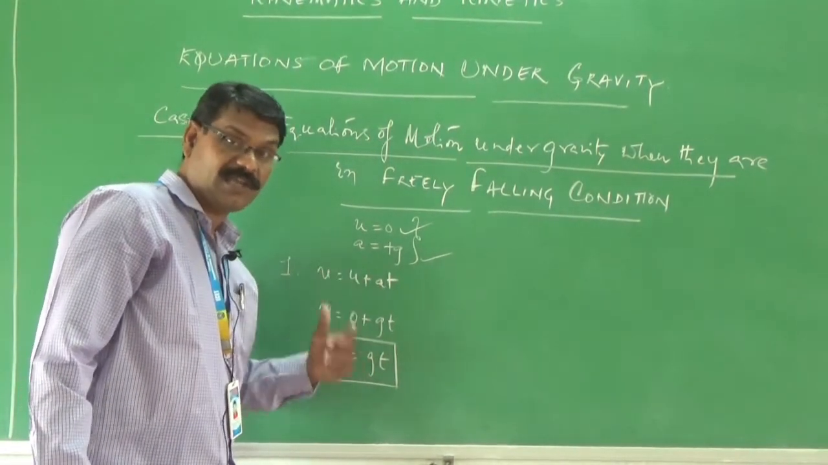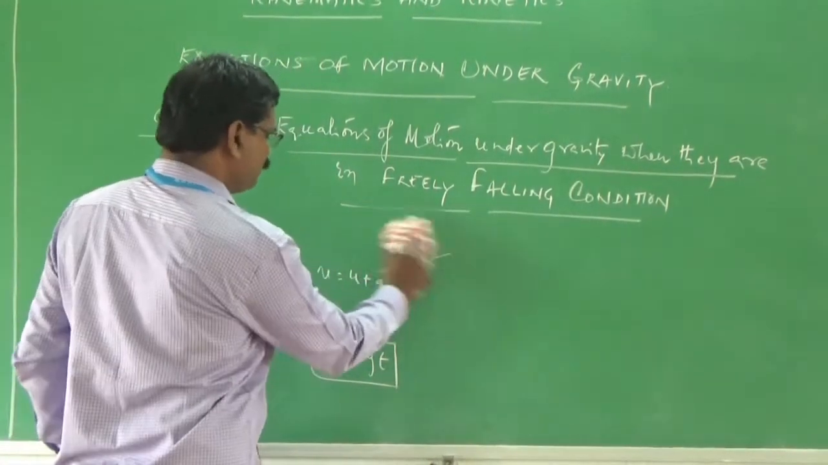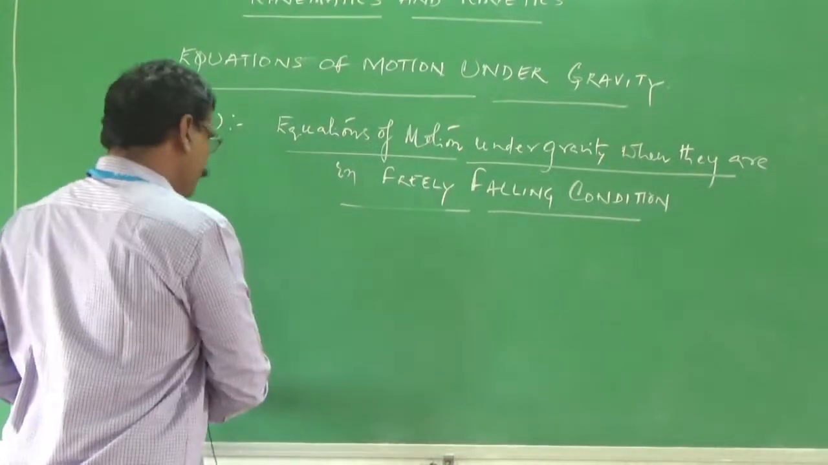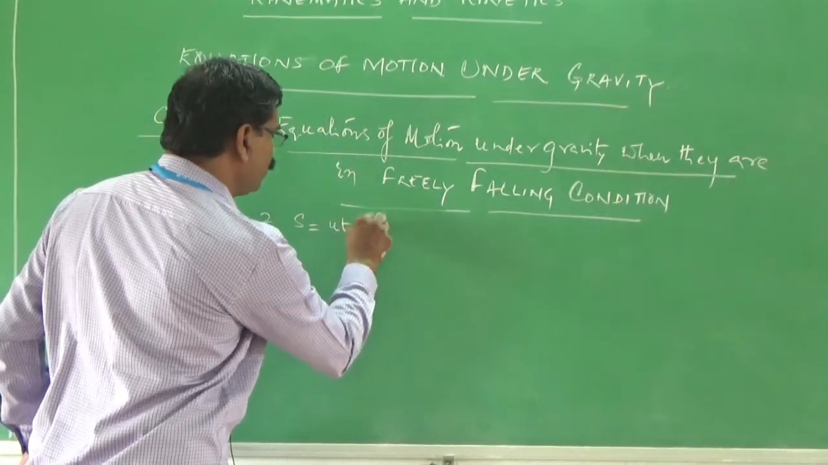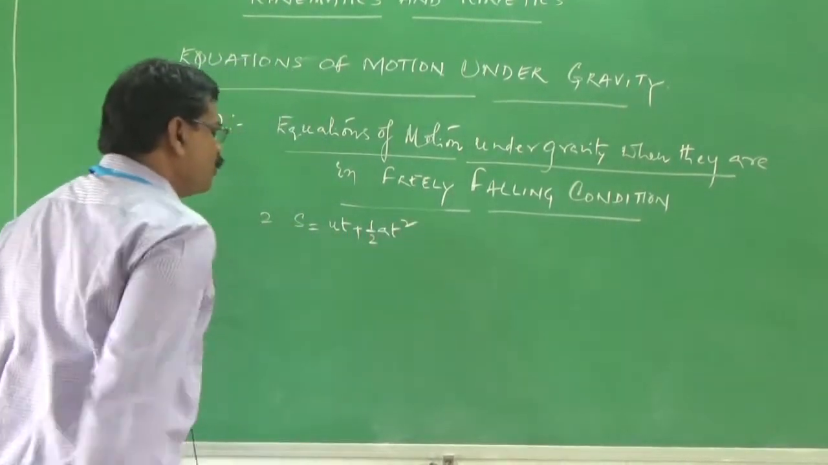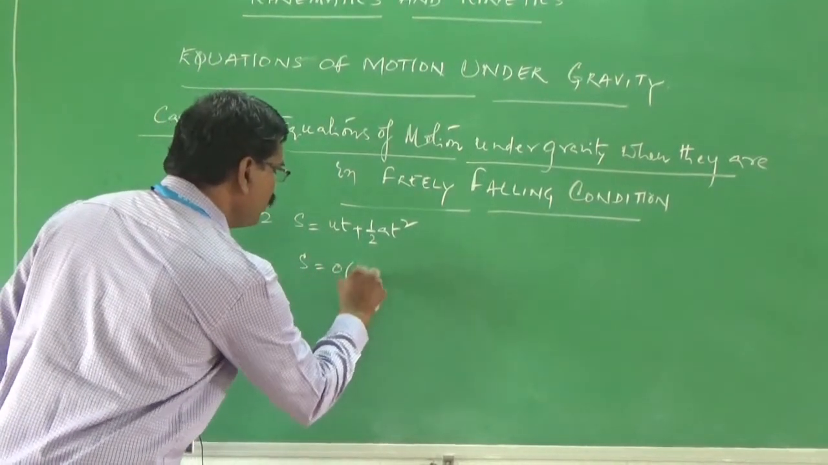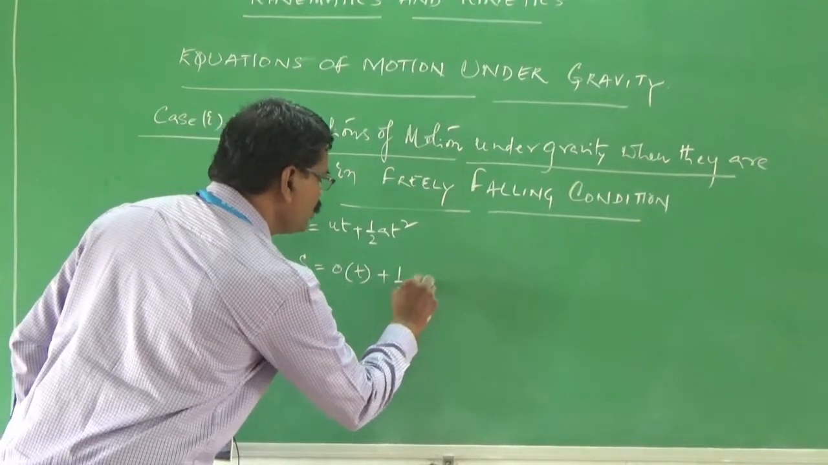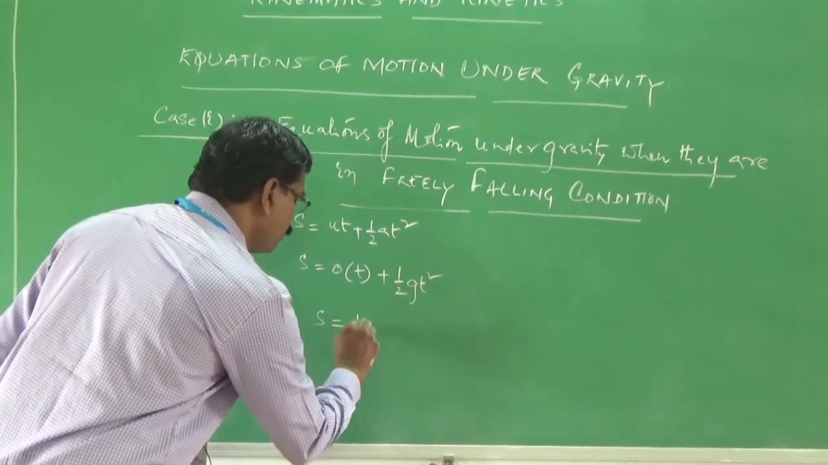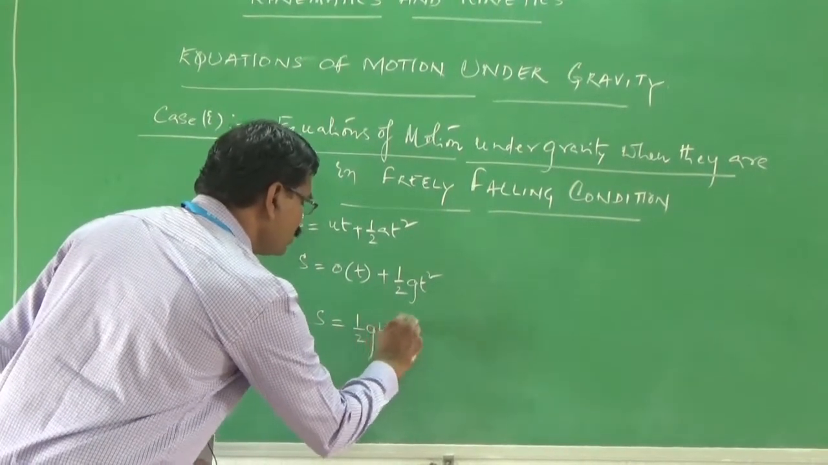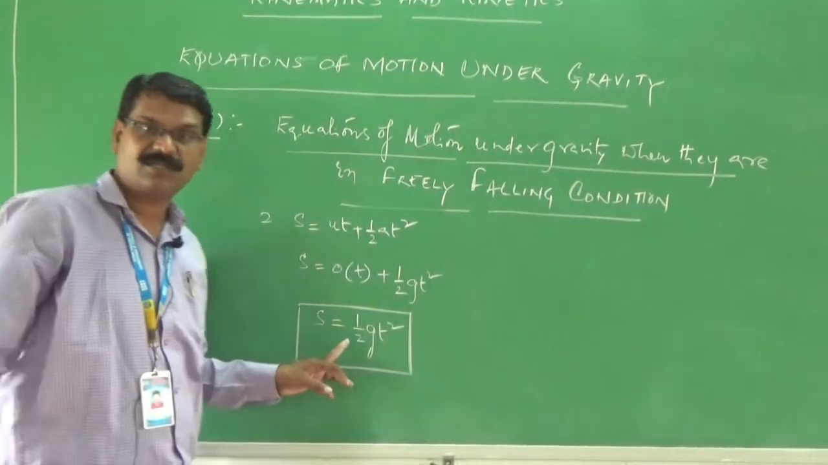Similarly, we will see the three remaining equations of motion under gravity. The second one is S is equal to UT plus 1 by 2 AT square. So, putting U is equal to 0 and A is equal to plus G, I will get S is equal to 0 into T plus 1 by 2 GT square. After substituting and simplifying, 0 into T is 0. Therefore, the remaining term is S is equal to 1 by 2 GT square. This is what is known as the second equation.